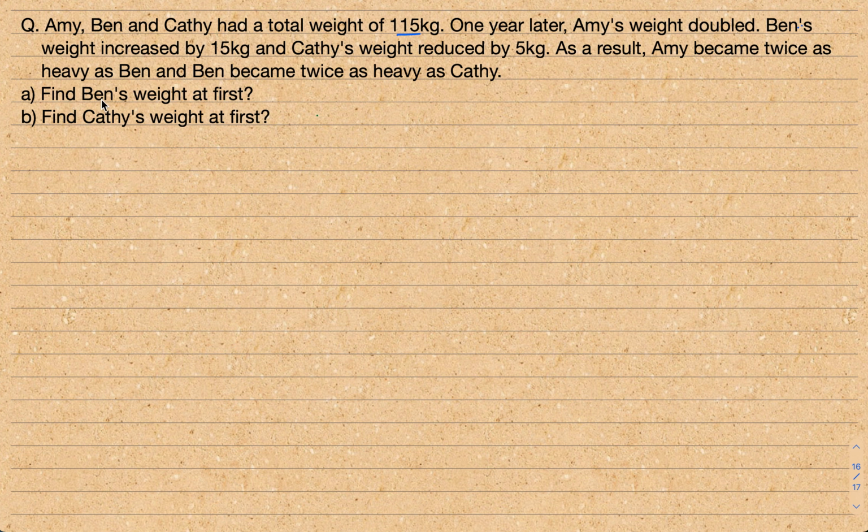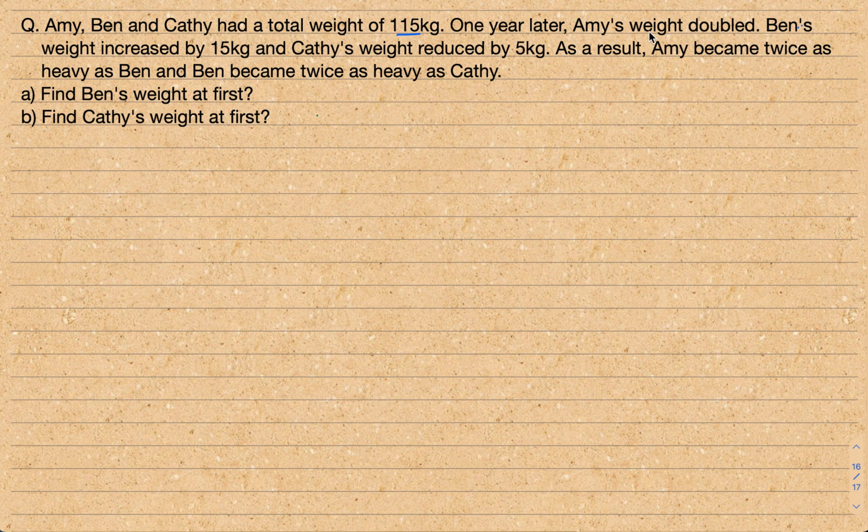The first part of the question is find Ben's weight at first, and part B is find Kathy's weight at first. Okay, so what we know here is that at start, Emmy, Ben and Kathy, there are three people whose total weight was 115. After one year, Emmy's weight doubled. Whatever her weight was earlier, it has doubled, and Ben's weight increased by 15 kg, right?